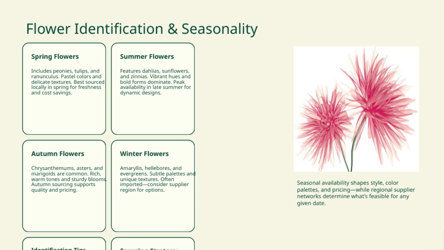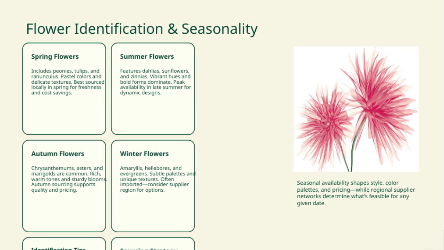Identification is another key part of this process. To ensure we're selecting the right flowers, look for specific petal shapes, leaf structures, and scents. Visual guides and supplier catalogs are helpful tools for accurate identification. For winter, think of amaryllis, hellebores, and evergreens. These often come in subtle palettes and feature unique textures. Since many are imported, it's smart to consider the supplier's region to find the best options.